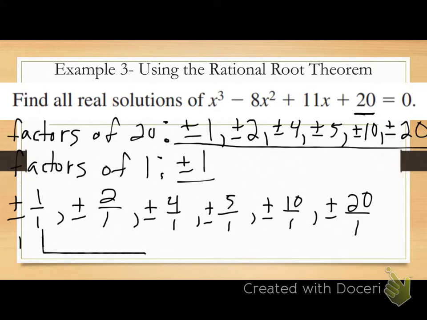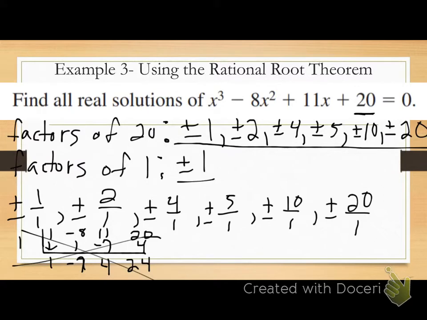What are my coefficients that I'm using? 1, -8, 11, and 20. Very good. That's just from my original polynomial. Okay? So bring my 1 down. What's 1 times 1? 1. What's negative 8 plus 1? Negative 7. What's 1 times negative 7? Negative 7. What's 11 plus negative 7? 4. 1 times 4? 20 plus 4. So is positive 1 a factor? It is not a factor.